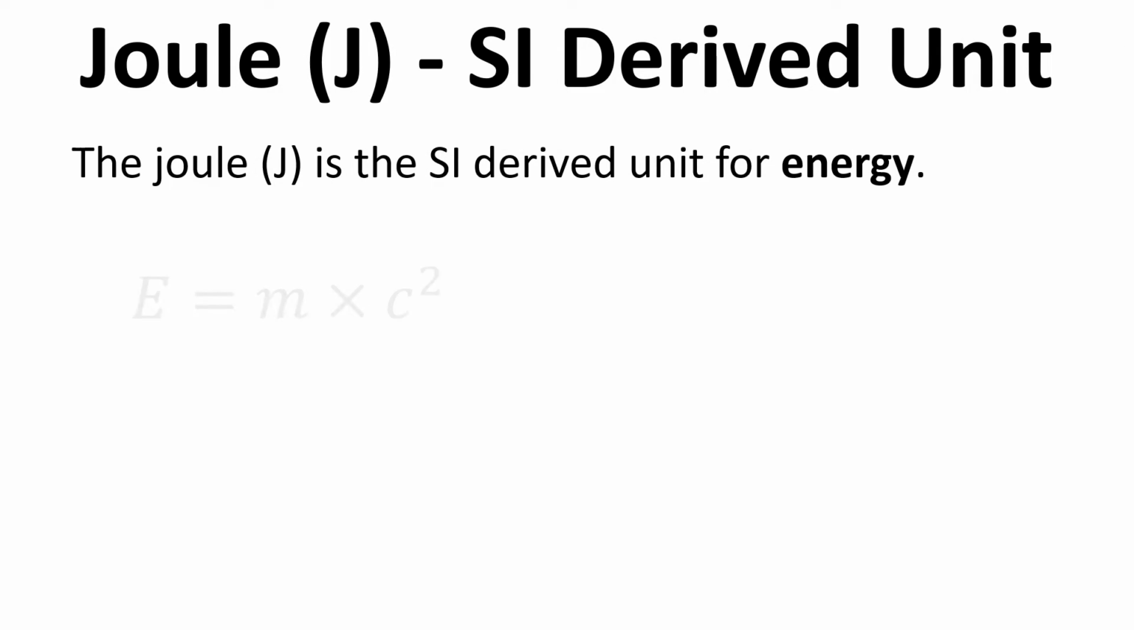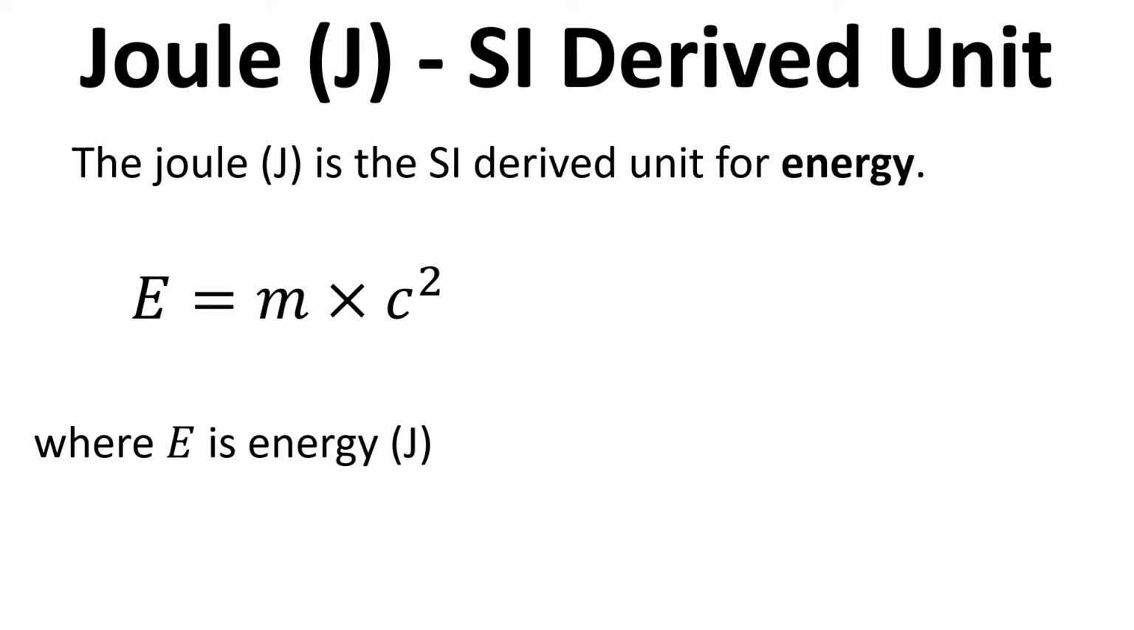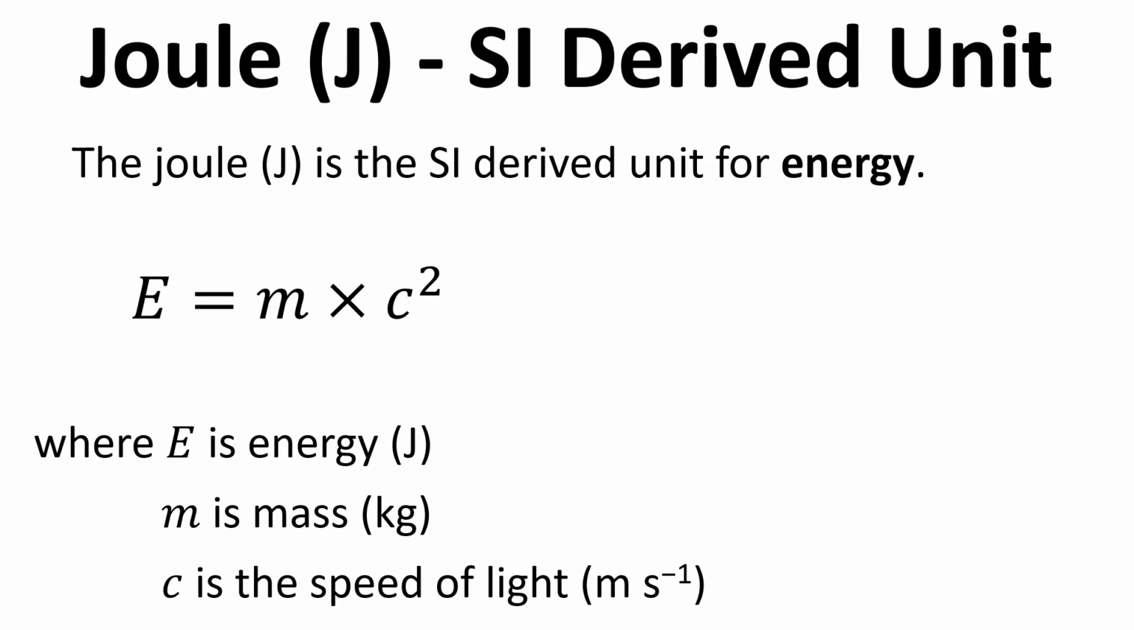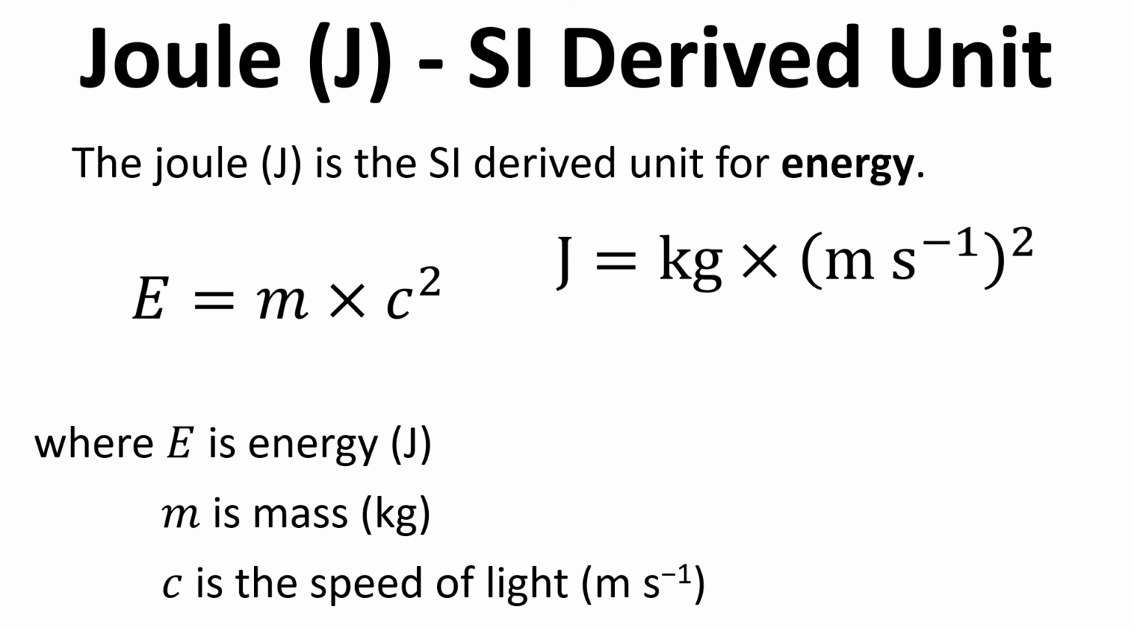Another example is the joule, and for this one we're going to use Einstein's equation, E equals mc squared. So again, E is energy in joules, m is mass in kilograms, c is the speed of light in meters per second. So if we put this into the equation, we then need to square the meters per second, and the way that we do that, we just end up with meters squared and seconds to the -2. And so overall we can see that the joule is equivalent to kilograms meters squared seconds to the -2.